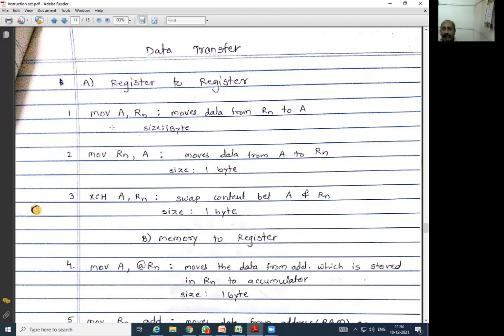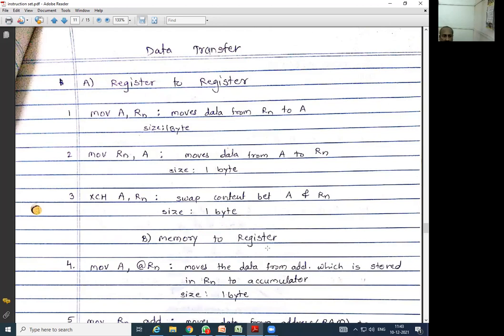And the last category, I think, is data transfer. Data transfer is very vast and has most of the instructions which we normally use for explanation or other purposes. In data transfer, there are different subcategories. First is data transfer register to register.